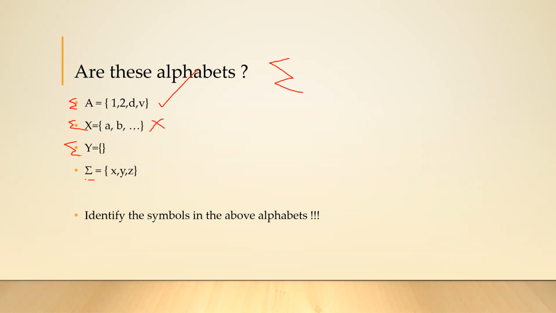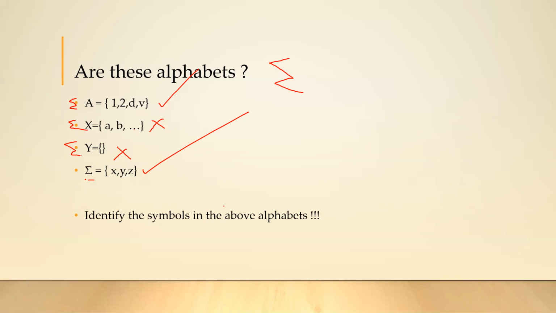My third one, Y is equal to null. That also is an invalid alphabet. Let's go for the last one. Sigma is equal to X, Y, Z. This is also valid. So this is how you find out whether a given set of alphabets is valid or not. It should be finite. It should not contain a null. But strings can contain null.